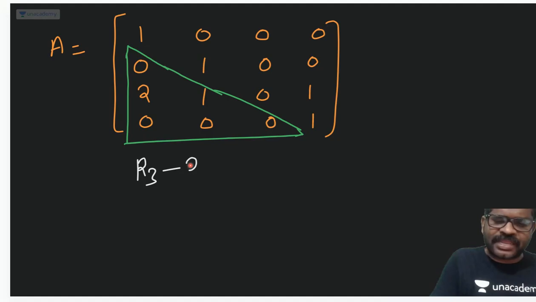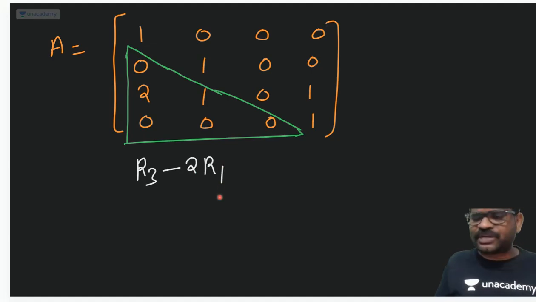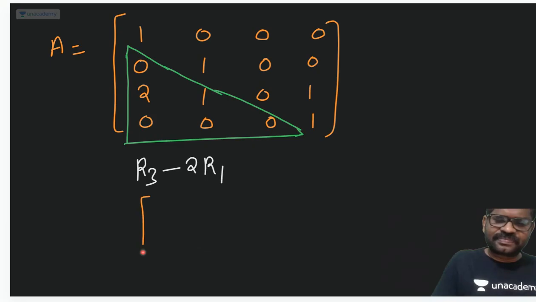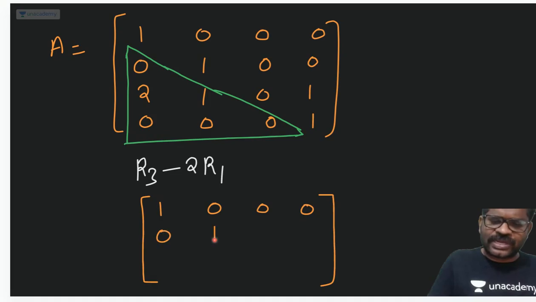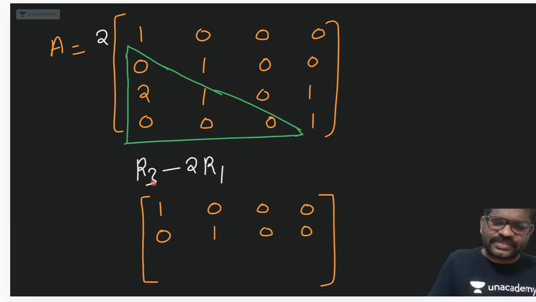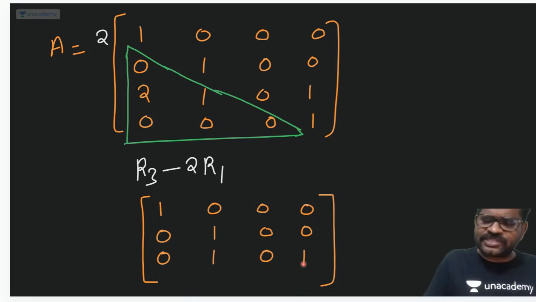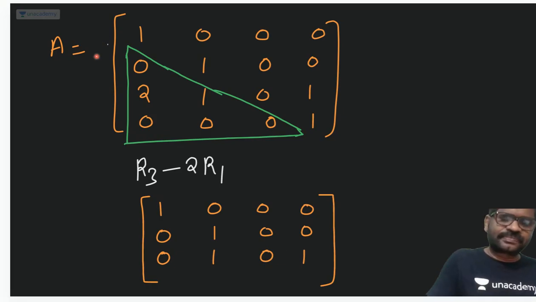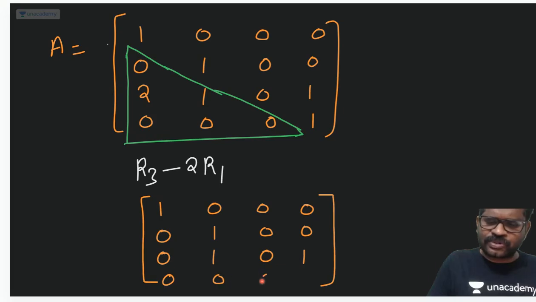R3 minus 2 times R1. 1 0 0 0, 0 1 0 0. Now R3 minus 2 times R1: 2 minus 2 is 0, 1 minus 0 is 1, 0 minus 0 is 0, 1 minus 0 is 1. Next R4: 0 0 0 1.